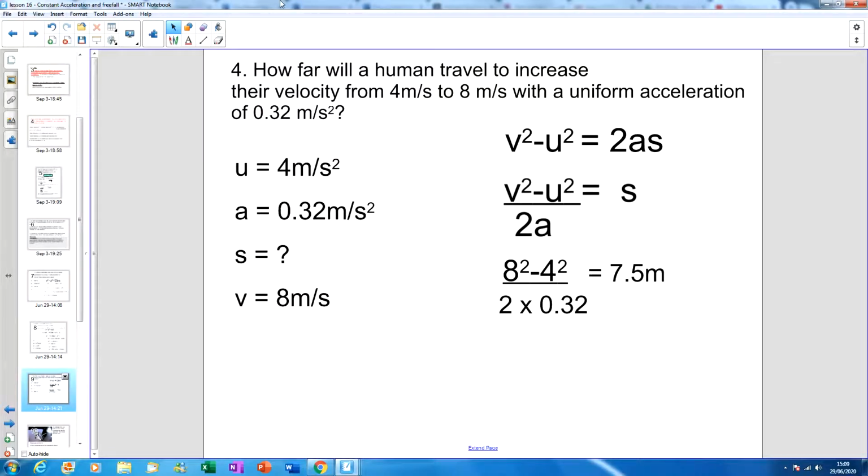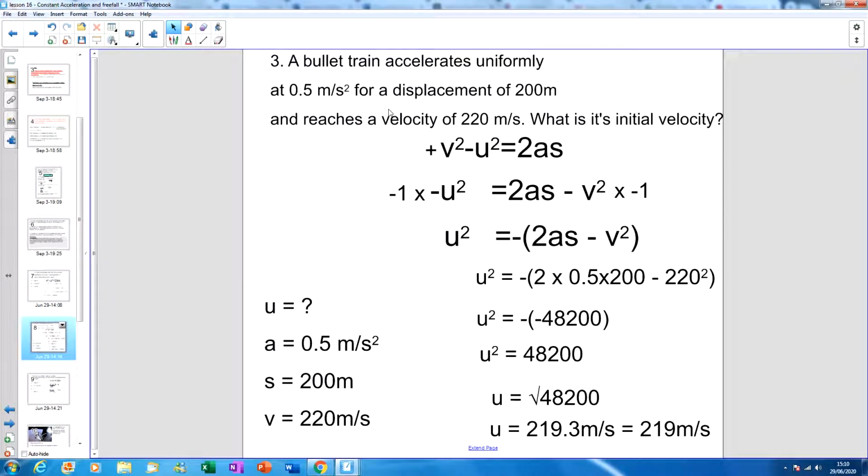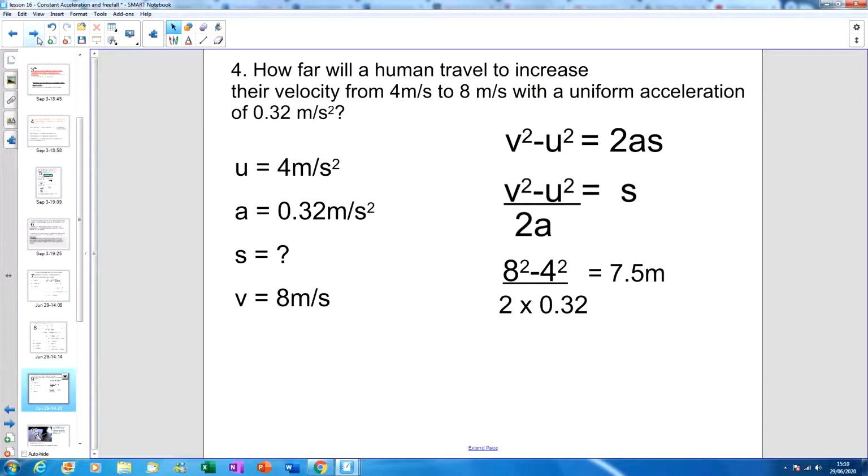And finally, the last one. So how far will a human travel to increase their velocity from 4 meters per second to 8 meters per second with a uniform acceleration of 0.32 meters per second squared? So please note, in the question again, you're getting the word uniform. In the last question, you had uniformly. You might see constant. And whenever you're told that the change in velocity is constant or the acceleration is constant or uniform, that is really a massive hint in this course that they are asking you to use v squared minus u squared is equal to 2as.